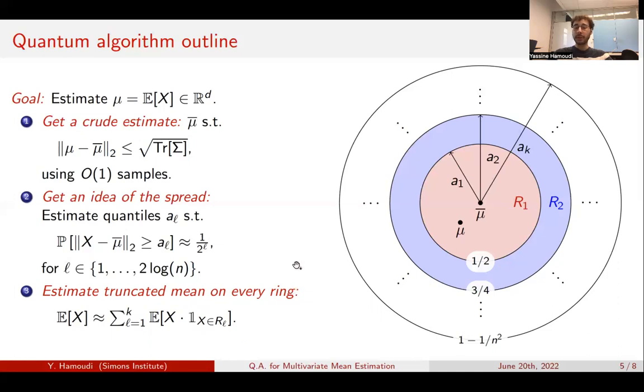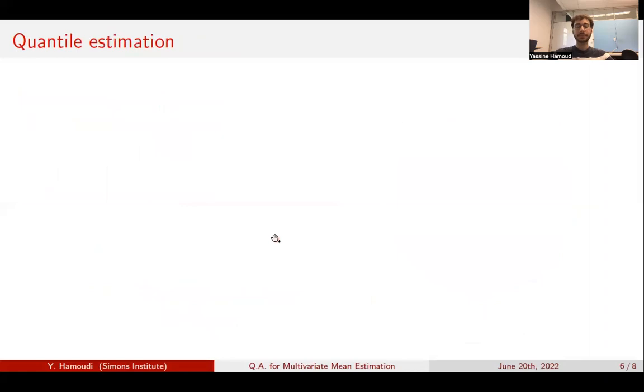So let me now first explain how we estimate the quantiles. What we are interested in is this new random variable y, which is the distance between x and the crude estimate in L2 norm. And this is the value we try to estimate, the quantile of order AL.